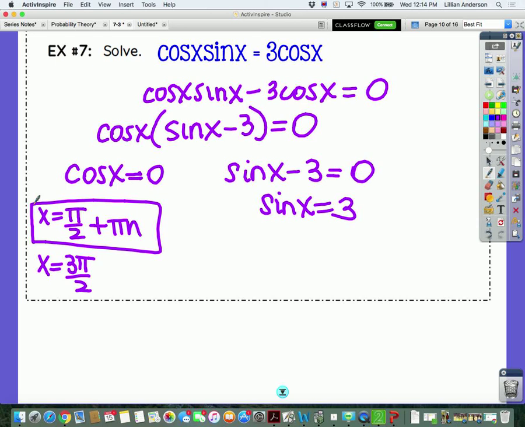Now this one, where in the circle is sine 3? There's no such thing. Because what's the highest that sine goes? Negative 1 to 1. So anytime you get a sine that's outside of negative 1 and positive 1, you're not going to have a set of solutions for that. So this one is your only answer.